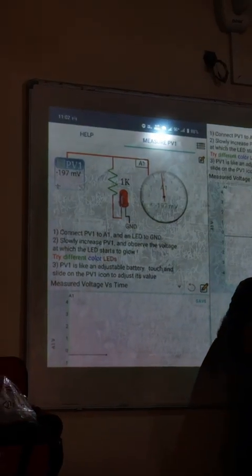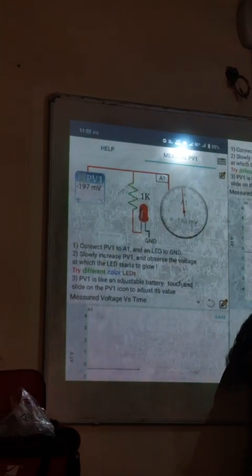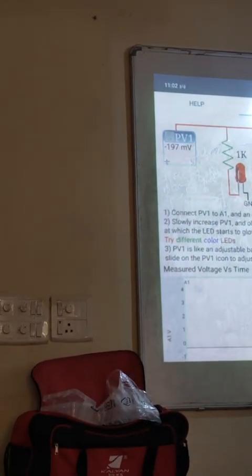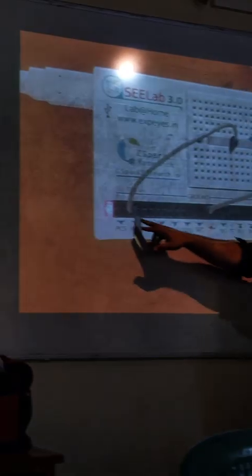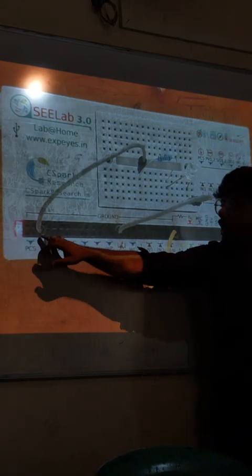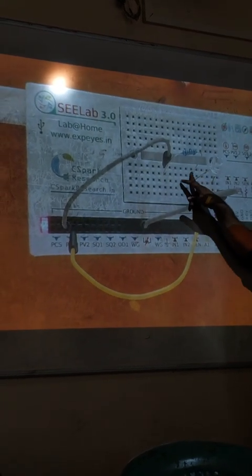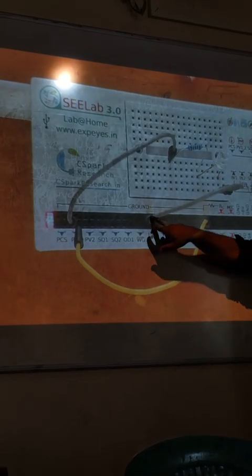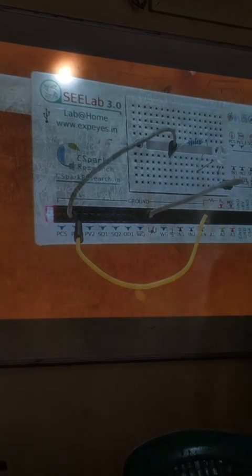Which is plus? The longer one is plus. So connect the longer one to PV1 through this resistor, and the other side is grounded. So I made the connection. See, I have PV1 going to A1, also going to the breadboard, to a resistor, to the LED, and the shorter leg is grounded. Okay? So on Expeyes.